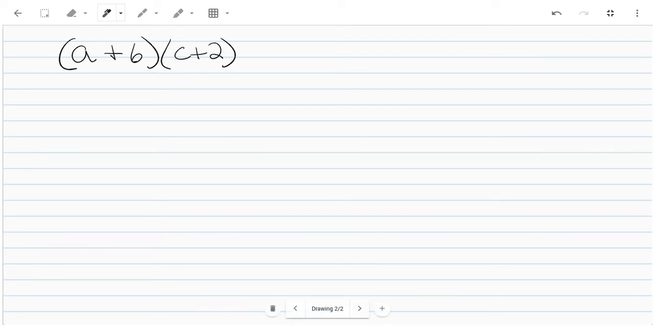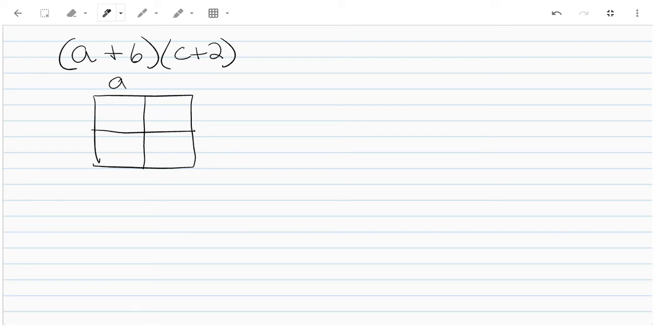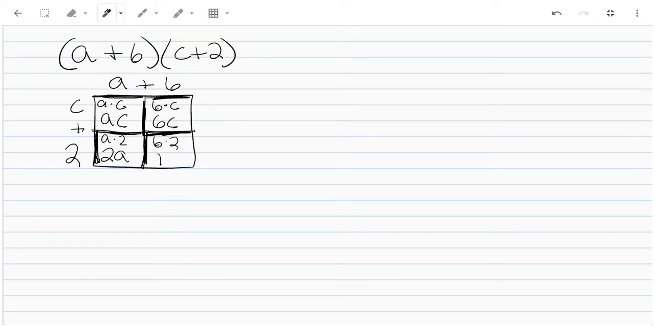And so when I do this, again, I'm going to make my binomial, or my rectangle. I'm going to bring this a plus 6, c plus 2, and then I'm going to start multiplying. So this is a times c, which is just ac. This is 6 times c, so 6 times c is just 6c. A times 2, and I'm going to put the 2 in front, so it's 2 times a, or 2a. And then this 6 times 2, and that's my number 12.